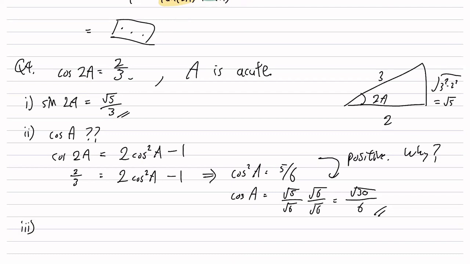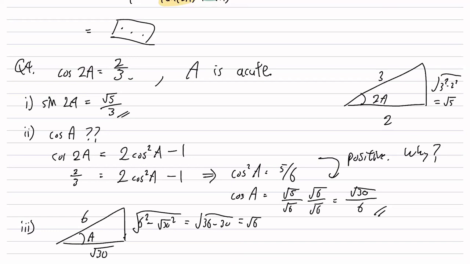Moving on, part 3. What is part 3? Tangent A. Once you know cosine A, again, right angle, draw the angle A, adjacent over hypotenuse. So square root 30 over 6. Last thing must be 6 square minus square root 30 square, take a square root, which is square root 36 minus 30, which is square root of 6. Is that okay? Very good.